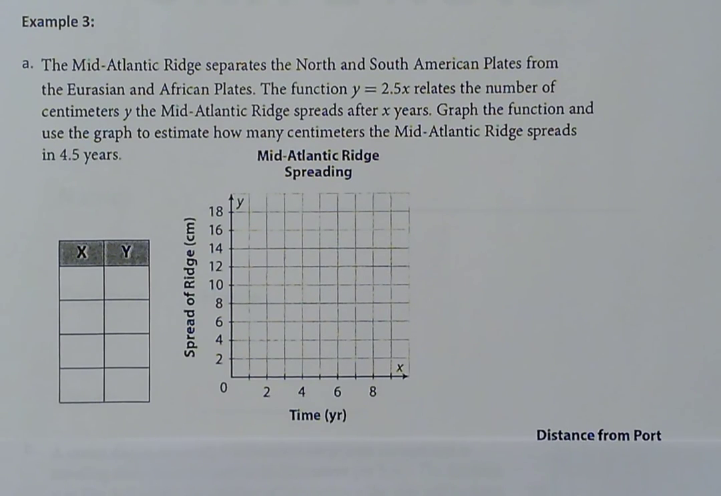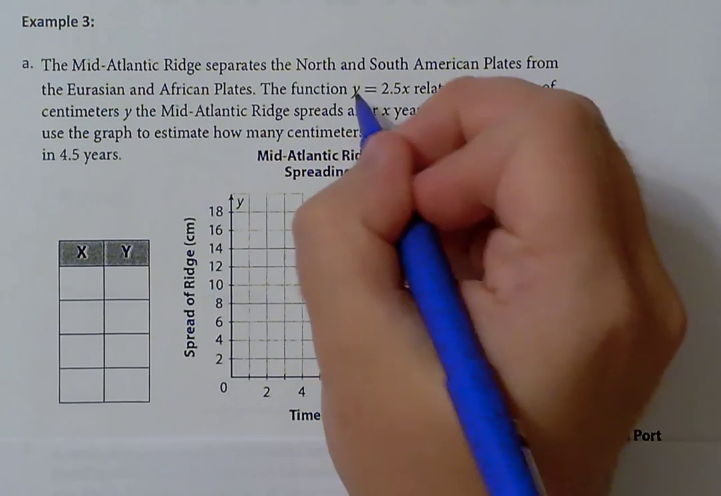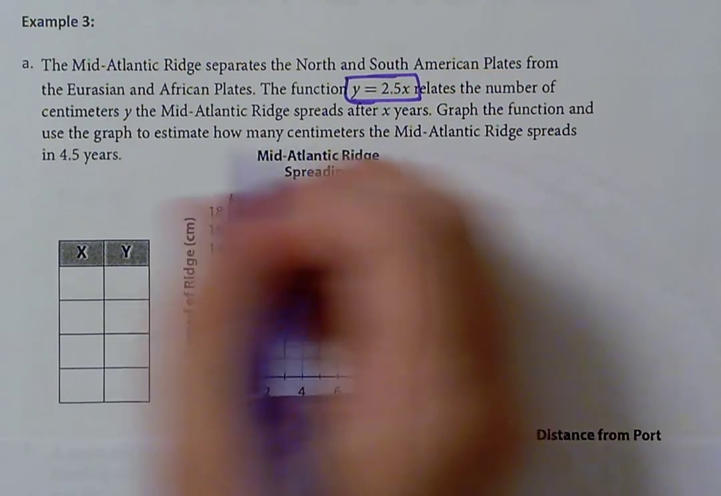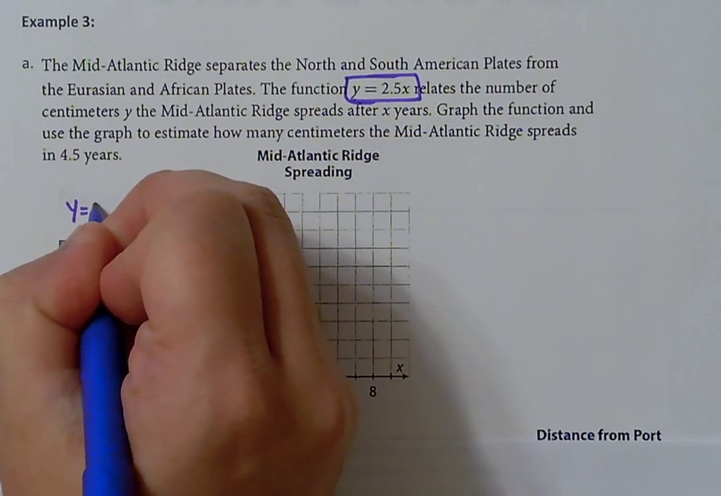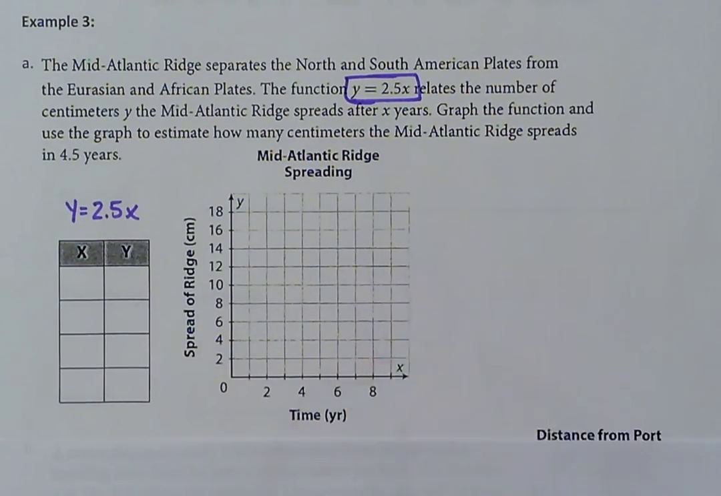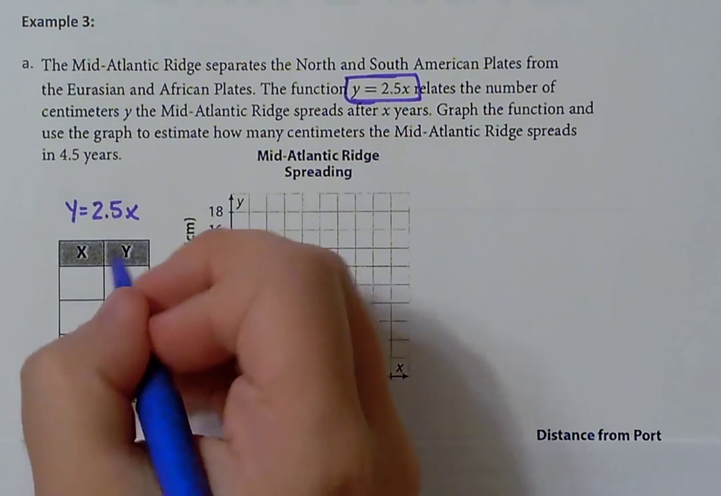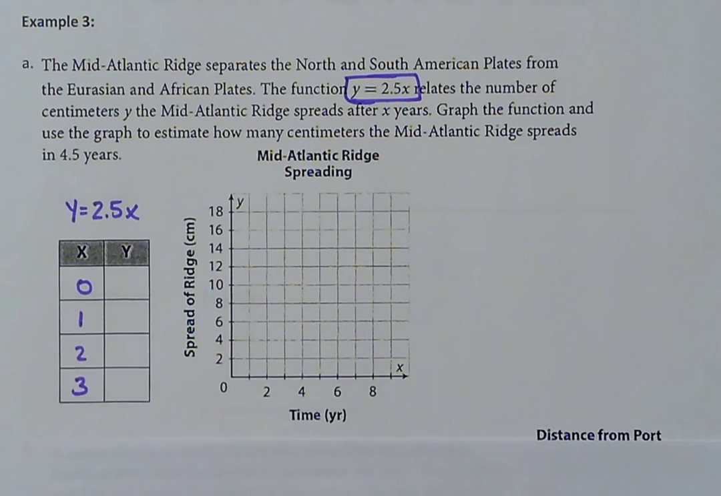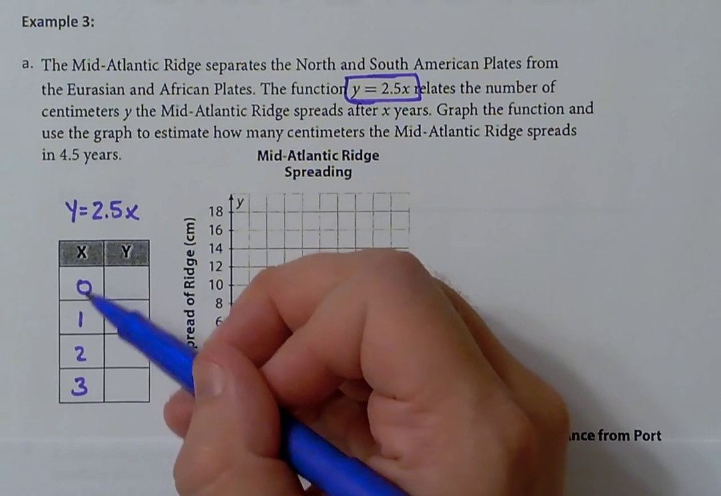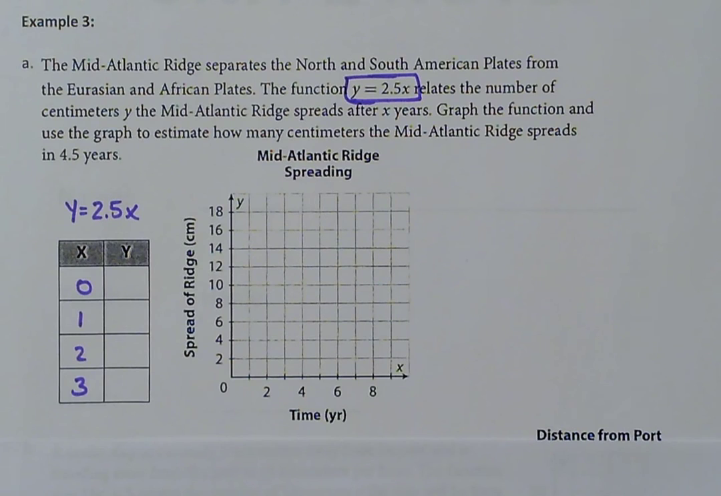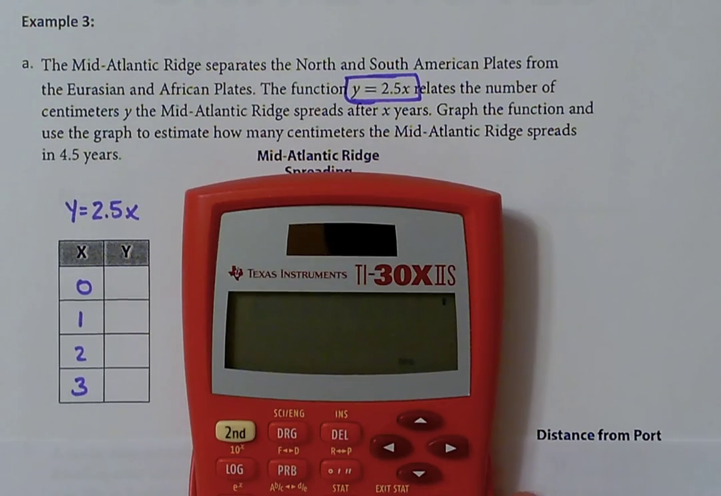So first and foremost, really just ignore everything I read. Find your function, which is y equals 2.5x. That is what we're going to graph and set up our table with. It doesn't matter what numbers you use for x. I'm just going to use 0, 1, 2, and 3 because they are great points to plot. So we're going to take 0, 1, 2, and 3 and plug it in for x. Let's fill in our table before we graph.